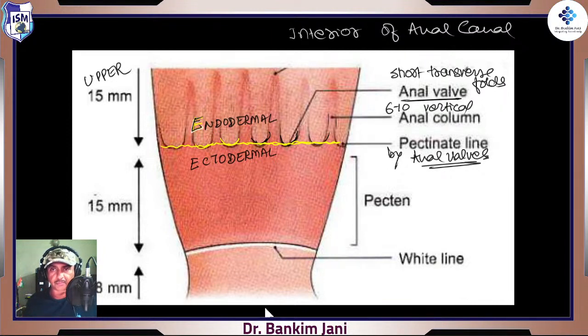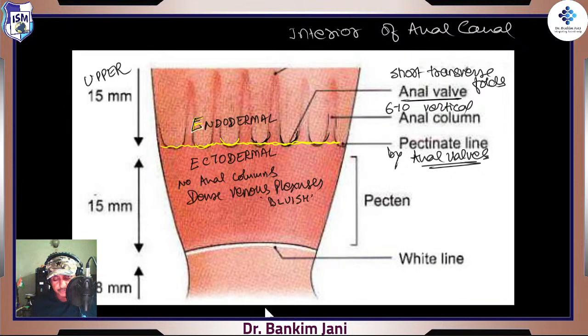Above it there are all those mucosal folds, but over here in the middle there are no anal columns, right? What we'll see over here is those dense venous plexus. And that's why this would look dark or bluish, because all the venous plexus will be there.